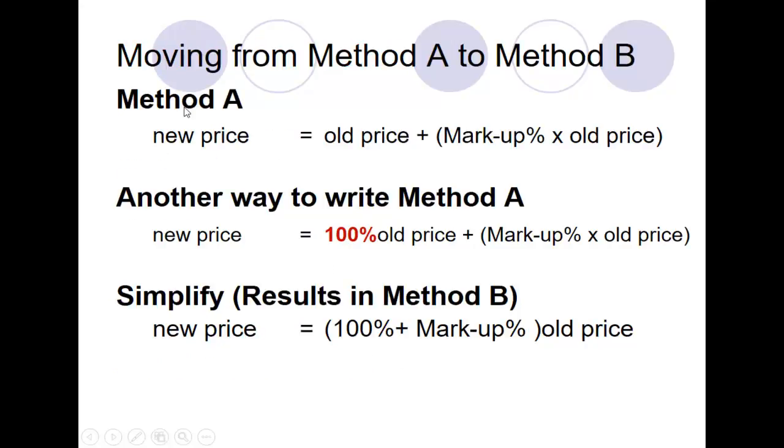If you are somebody who normally sticks with method A, and you've done it for years in that method, to make it easier to convert from one method to the other: the old price plus the markup percent of the old price, that's all of the old price, which is 100%, plus the markup percent of the old price. Another way to say that is 100% of the old price plus the markup percent of the old price. You can see more clearly when we move across to method B. It's 100% plus the markup percent of the old price. And that's how you can move across to method B.